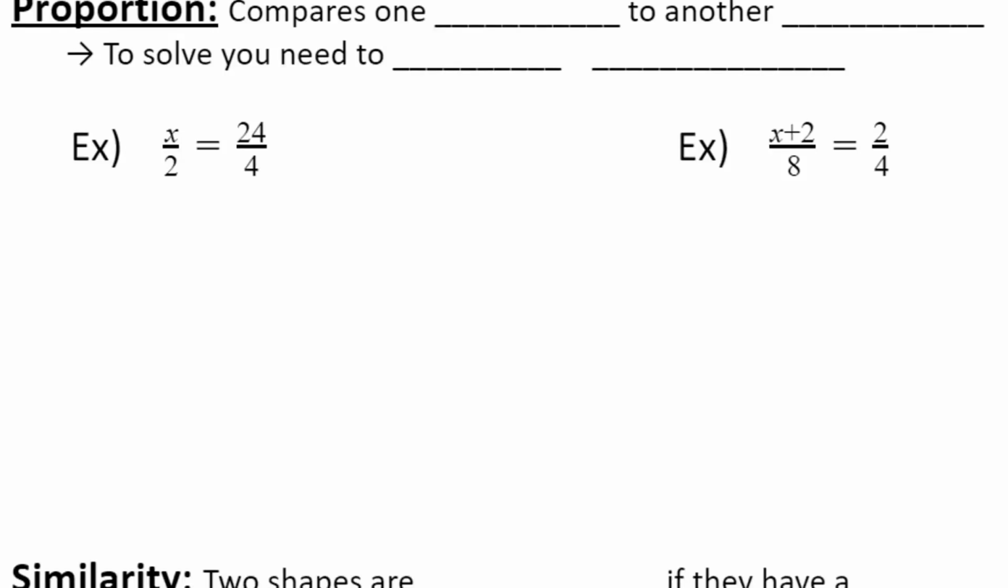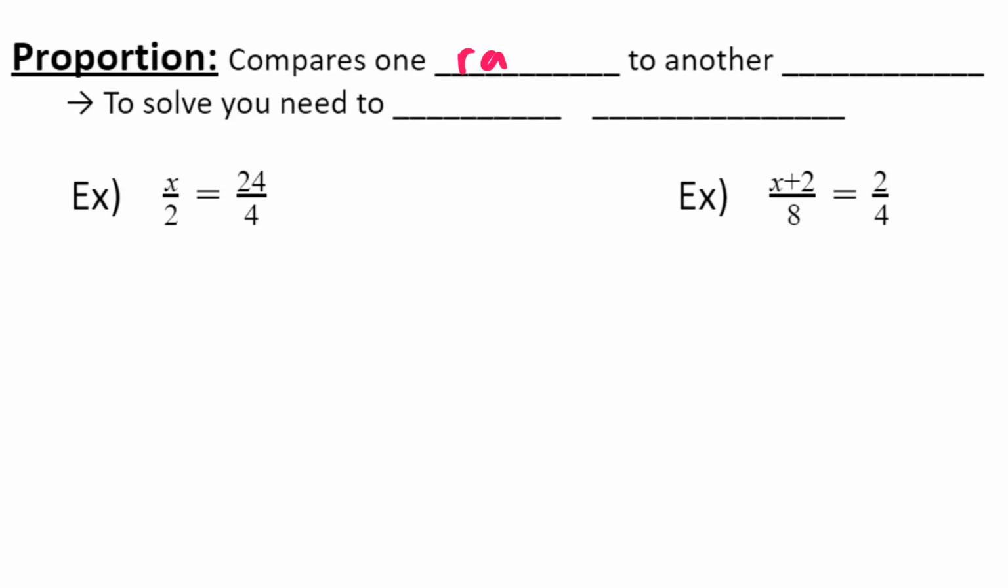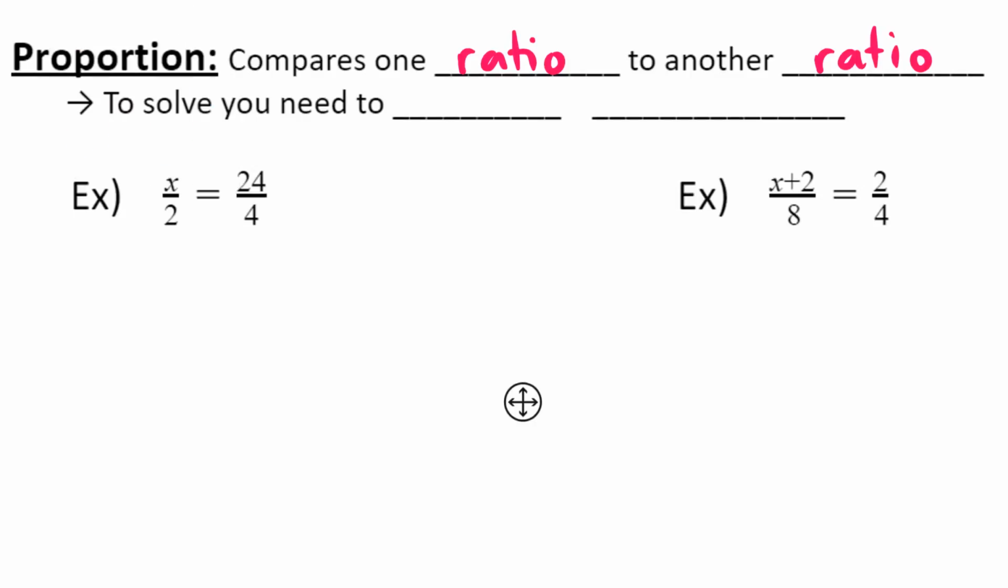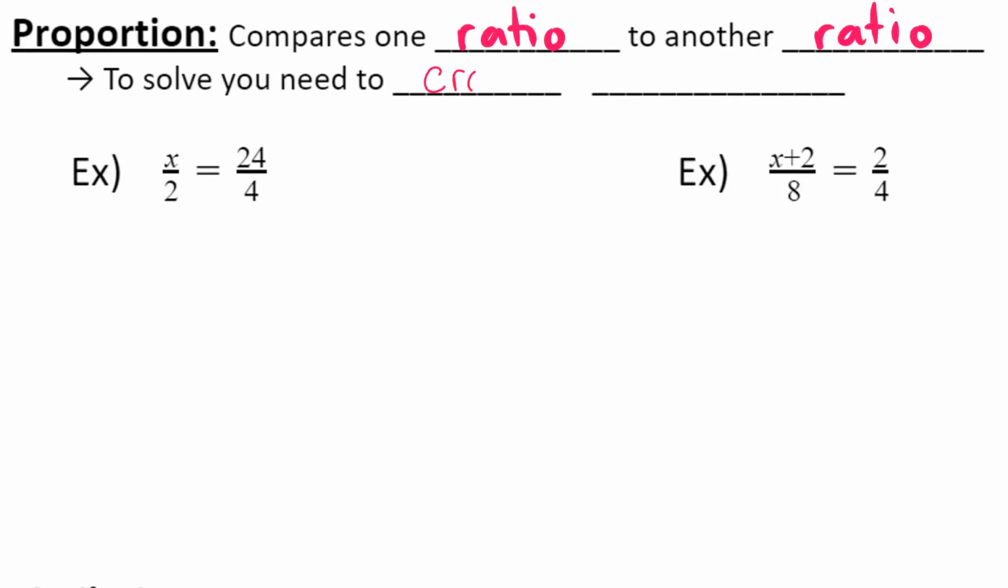A proportion compares one ratio to another ratio. How do we solve these proportions? We have to cross multiply.